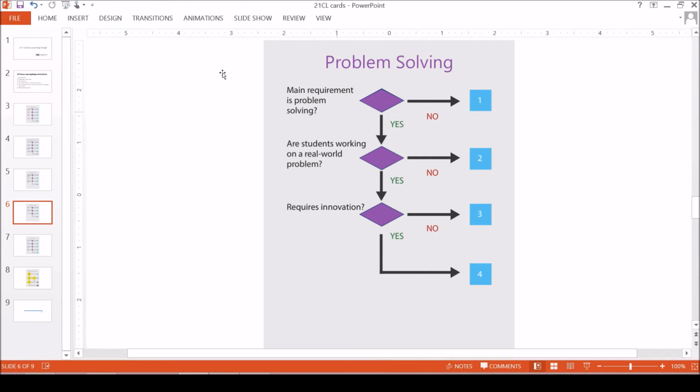For our volcano example, I think that's a no. There's really no problem to be solved. The students are just going out and collecting facts about volcanoes and putting them on PowerPoint slides. So we're going to score this one a 1 as well. Now you'll see as we move down through the diamonds, if we had answered yes, the next question would be, are students working on a real-world problem?